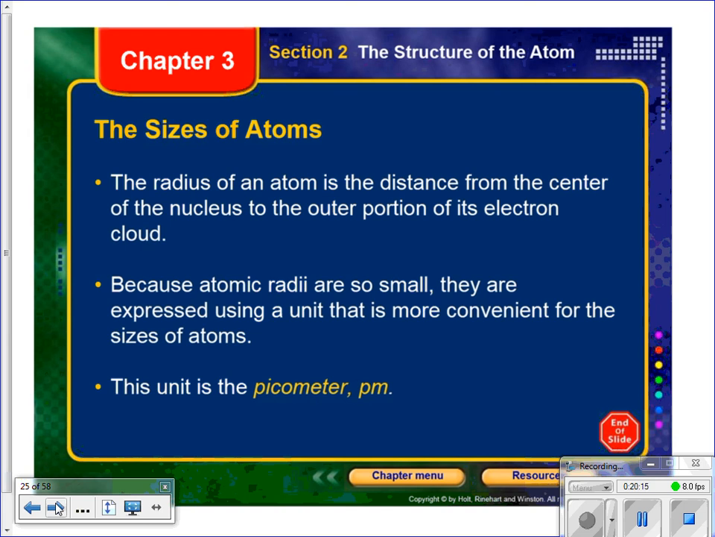So we measure the size of atoms in picometers. Pico is 10 to the negative 12. So that's 12 places to the right of the decimal point.